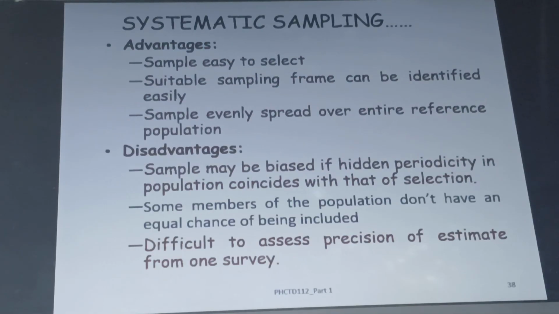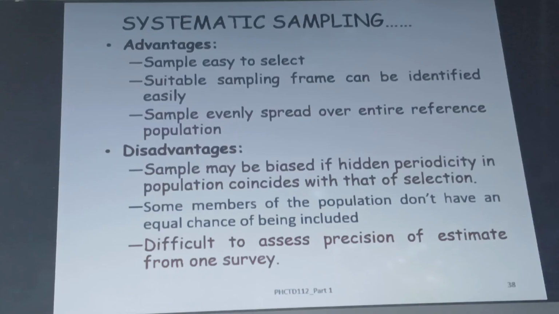Let's look at some advantages of systematic sampling. Samples are easy to select. A suitable sampling frame can be identified easily. The sample is evenly spread over the entire reference population.